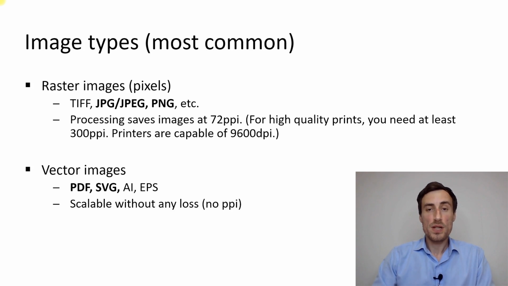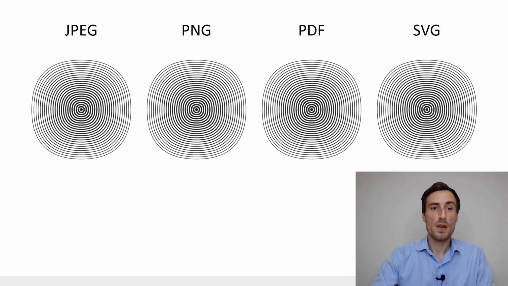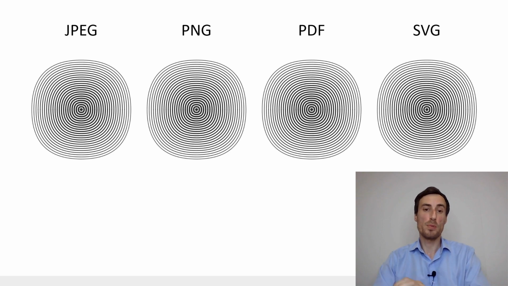And for vector images, the most common types are PDFs, SVGs, AIs, and EPS. And vector images have the quality that you can scale without losing any image quality. And they're not based on PPI. So let's have a look at those 4 images. Let's compare them. Those are usually the types that I myself mainly use. I don't use many TIFF files. I usually use JPEG, PNG, PDF, and SVG for particular purposes.